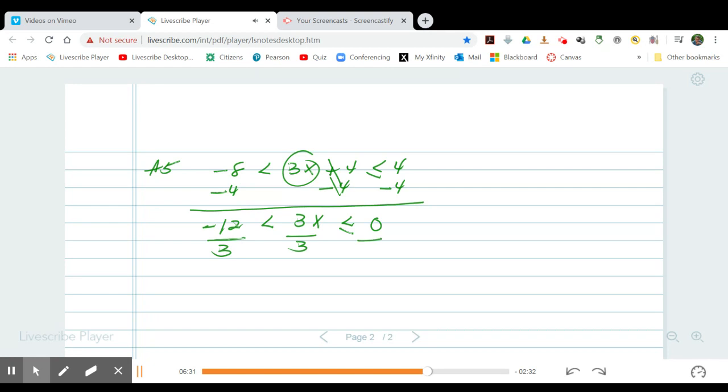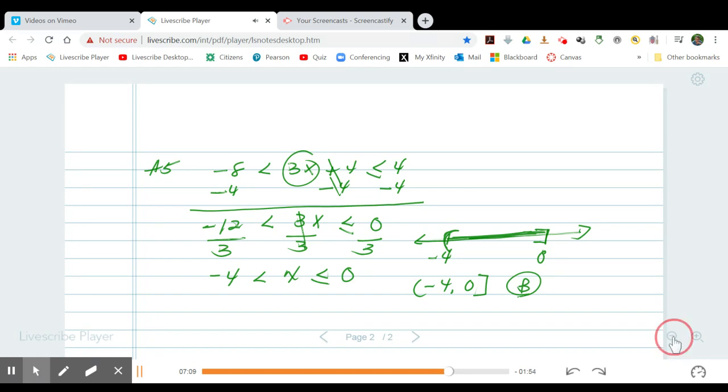Dividing everything by 3, both sides, you get -4, which is less than x, which in turn is less than or equal to 0 divided by 3, which is just 0. So I get all the values between -4, which is not included, a parenthesis, and here is my 0. I've got a bracket there, and everything that's in between. So in interval notation, -4 all the way to 0, with a bracket there, is letter B.